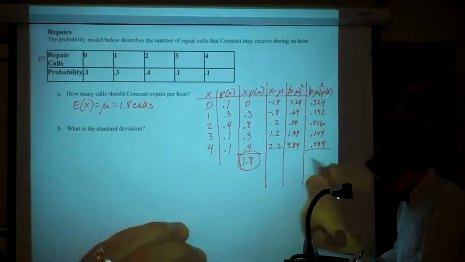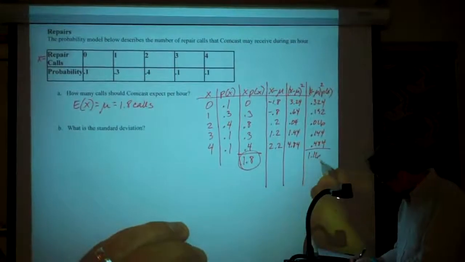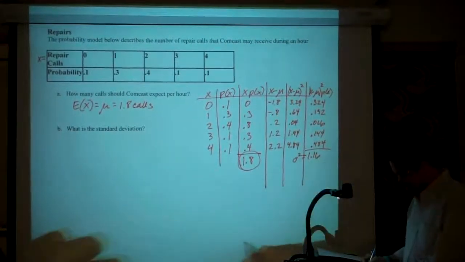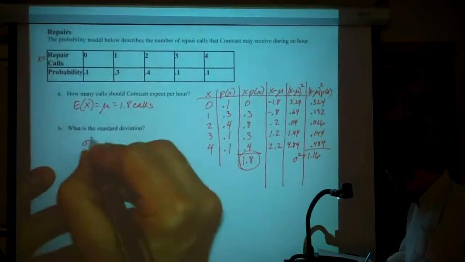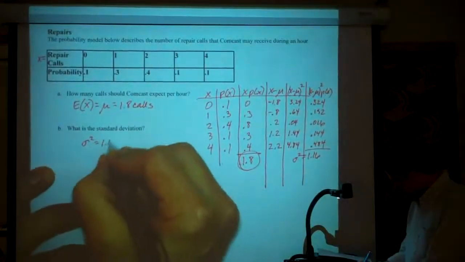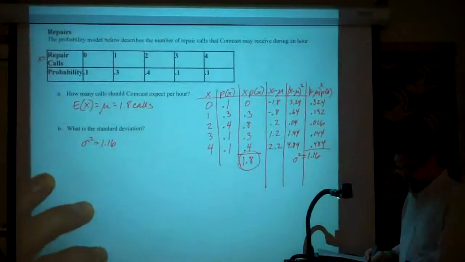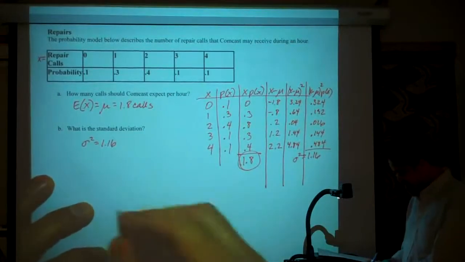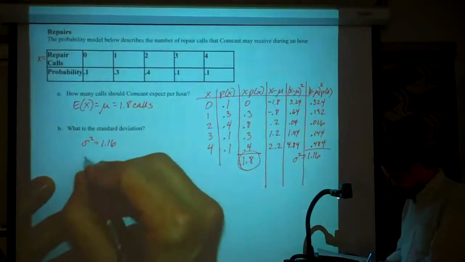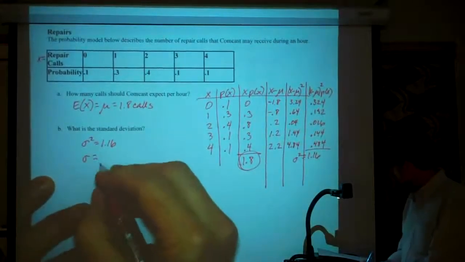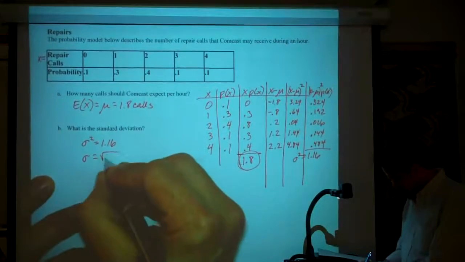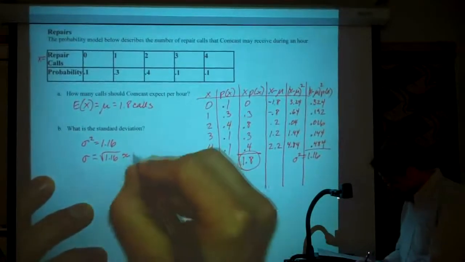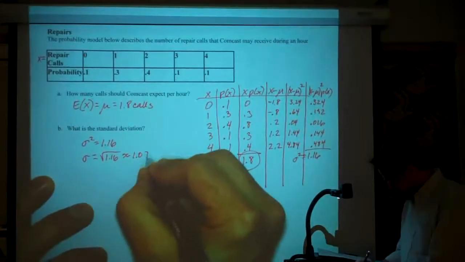Adding all these up, I believe I get 1.16. And that is my variance. Okay? So the variance is 1.16. But that's not what it asks for. It asks for the standard deviation. How do we calculate standard deviation? It's the square root of the variance. So the standard deviation is the square root of 1.16, and I get that to be about 1.077.